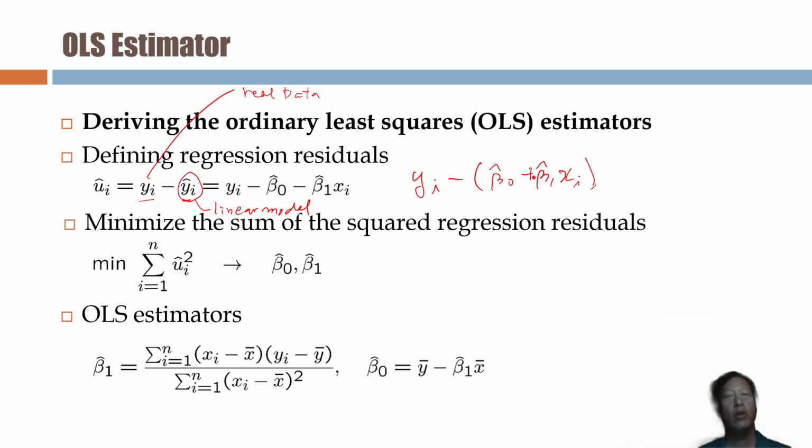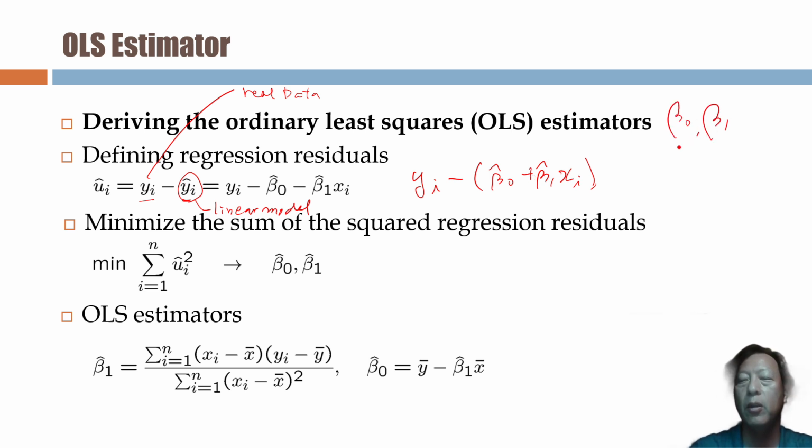That's why we have a hat: the real beta 0 and beta 1 are the population regression coefficients. But since we are using sample data, I'm estimating beta 0 and estimating beta 1 here. So that's why we have a hat. And y is also an estimate of y. And then we are trying to minimize the total error.